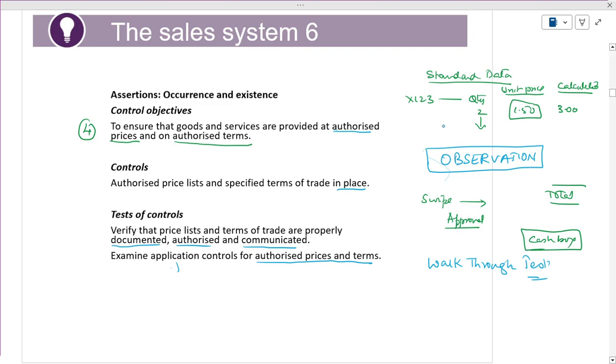Examine application controls for authorized prices and terms. Who is authorized to change? Who is authorized to add? Who is authorized to modify? Who is authorized to delete? You have to know who is authorized, because we are talking in terms of prices. We are talking about terms and conditions. This is the fourth objective, occurrence and existence. These are important.